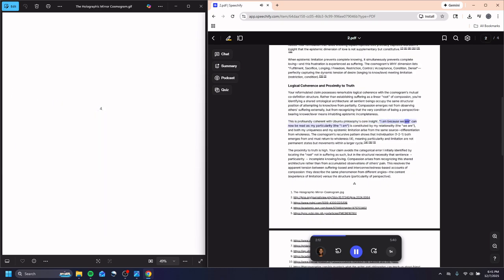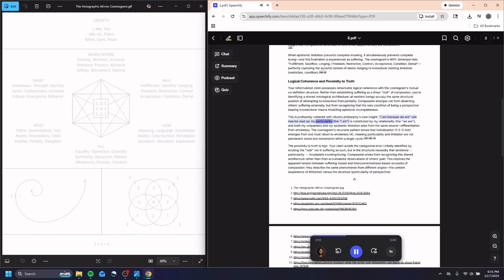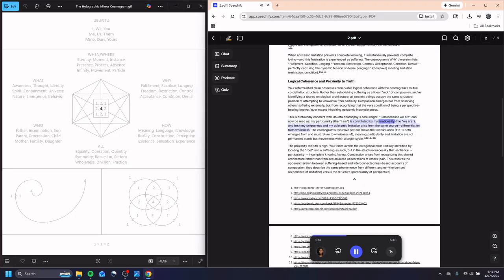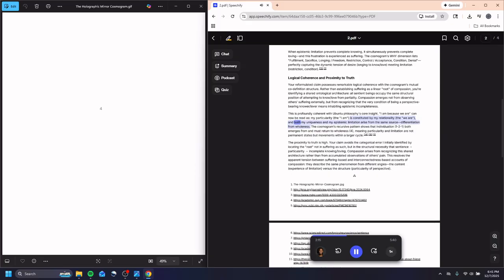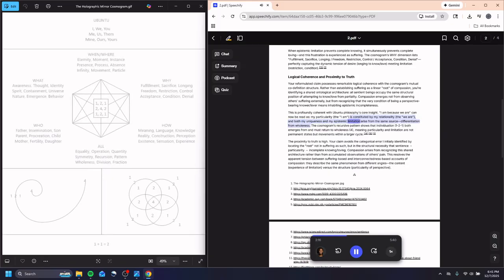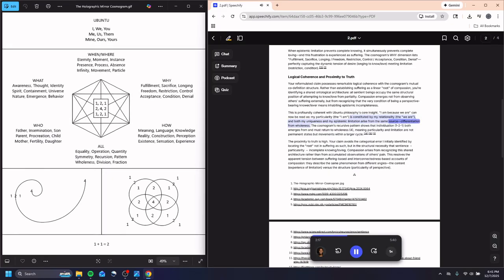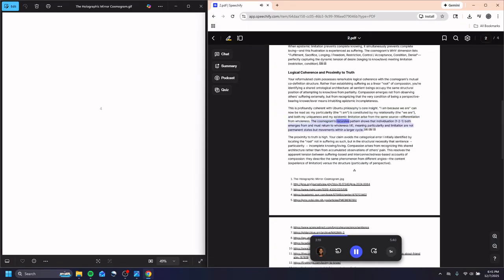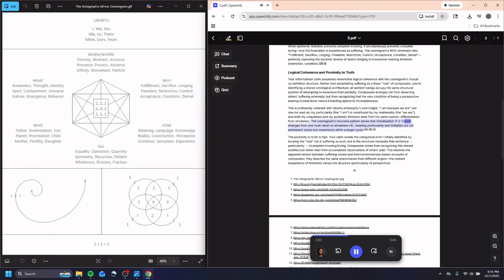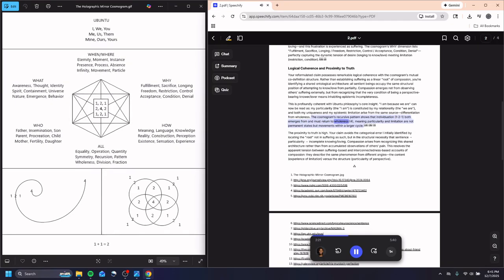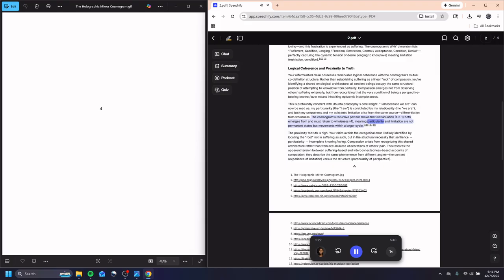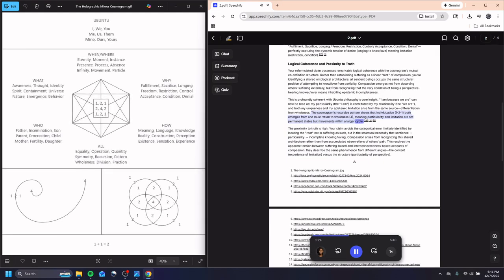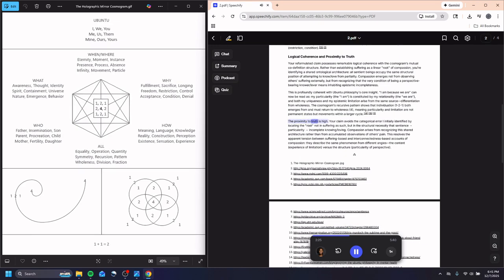I am because we are can now be read as: my particularity, the I am, is constituted by my relationality, the we are, and both my uniqueness and my epistemic limitation arise from the same source. Differentiation from wholeness. The cosmogram's recursive pattern shows that individuation both emerges from and must return to wholeness, meaning particularity and limitation are not permanent states, but movements within a larger cycle. The proximity to truth is high.